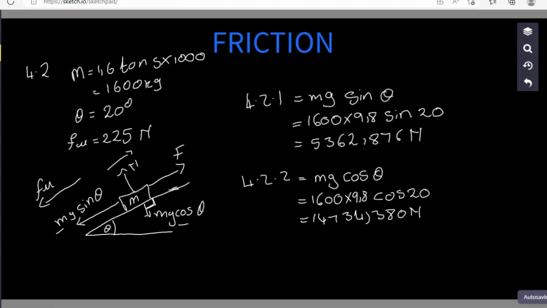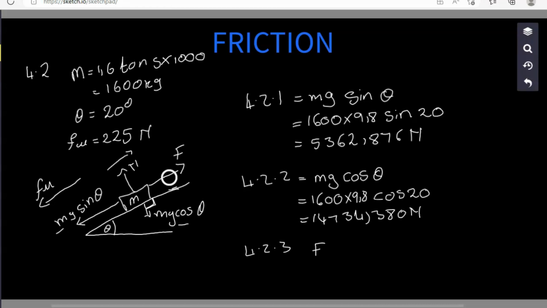What is the one thing that we know about finding the direction of the frictional force is that the frictional force will always oppose the motion, meaning if the block is moving in the direction of force F, the frictional force will be moving in the opposite direction, which will be in the direction of mg sine theta. Therefore, our 4.2.3 will be F. Here we are going to focus on the forces that are parallel to the plane, and we are going to equate the forces that are going upward to the forces that are going downward, down the slope.